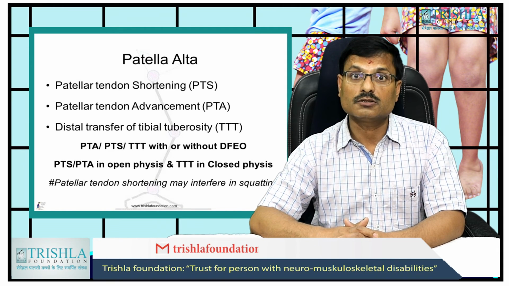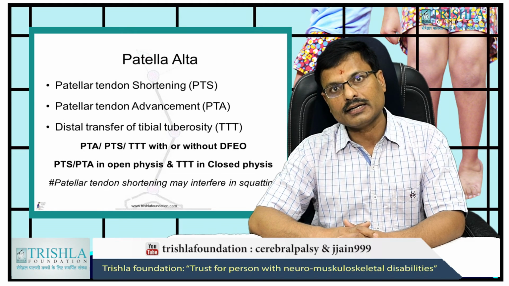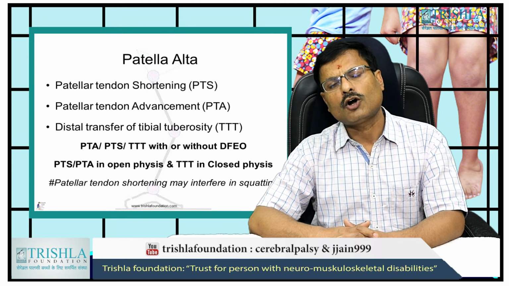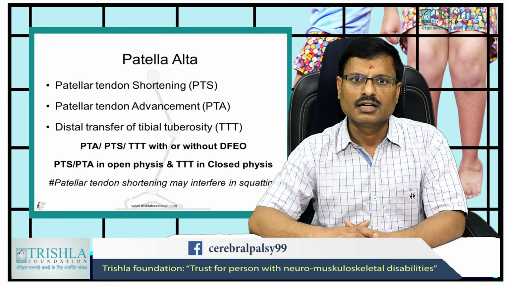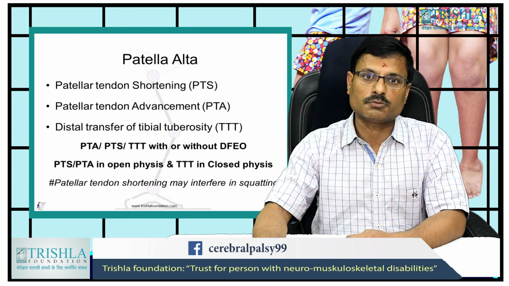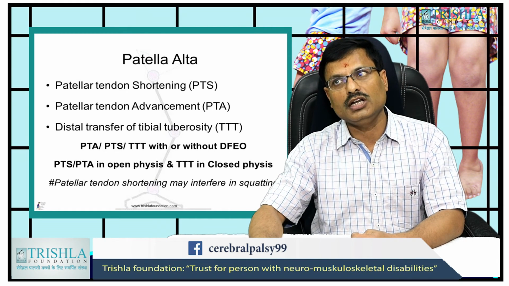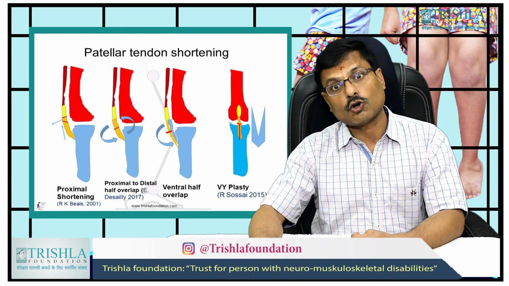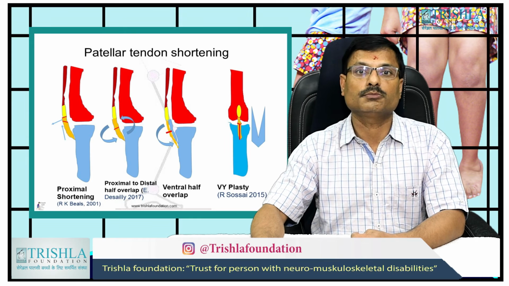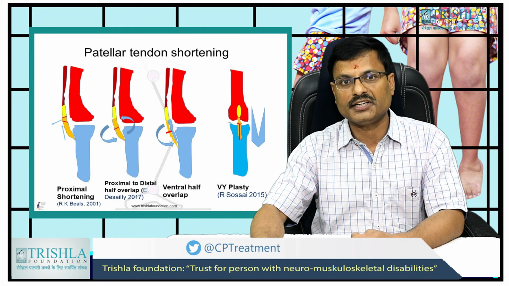This can be done by shortening of the patellar tendon, or cutting and advancement of the patellar tendon, or sometimes just cutting the bone where the patellar tendon is attached. That means distal transfer of the tibial tuberosity. But distal transfer of the tibial tuberosity can only be done in adults, and patellar tendon shortening and advancement can be done in any age group, even in adolescents where growth is not completed.